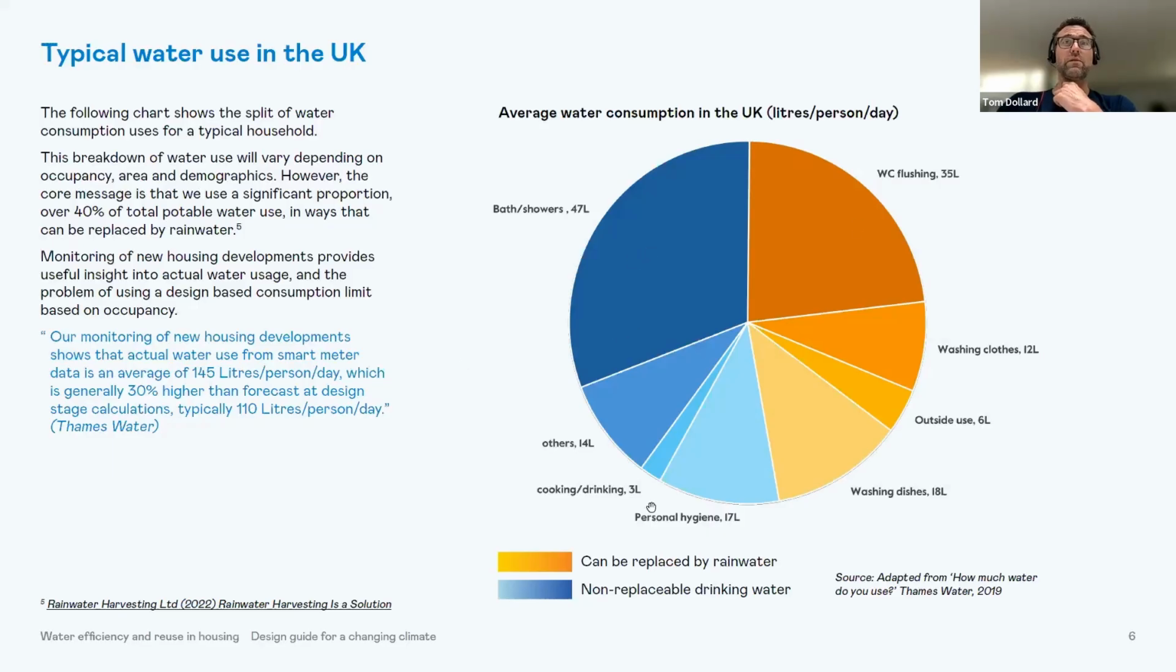This is the breakdown of typical water use in a home. This actually jumped out when we were researching this, and it's quite historic data, but the obvious point is that a large proportion of water usage can be replaced by rainwater. So it's obviously a significant way to reduce water.